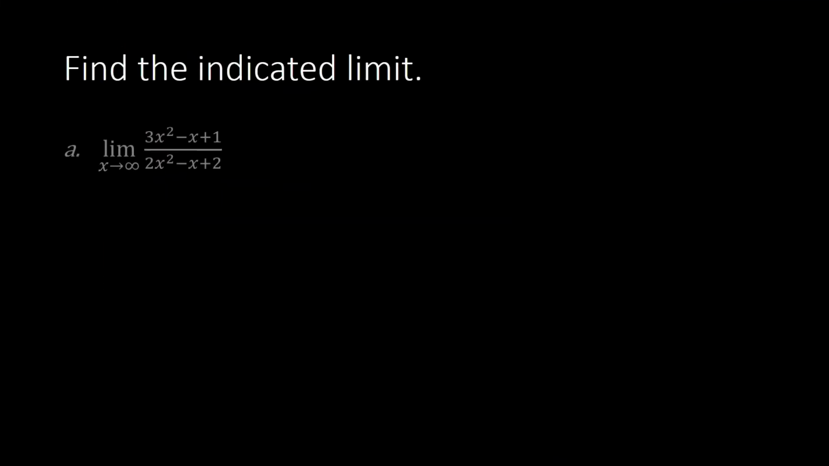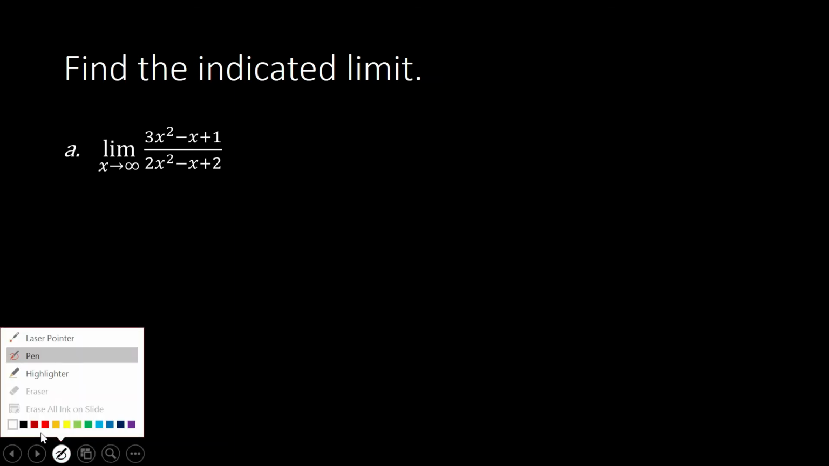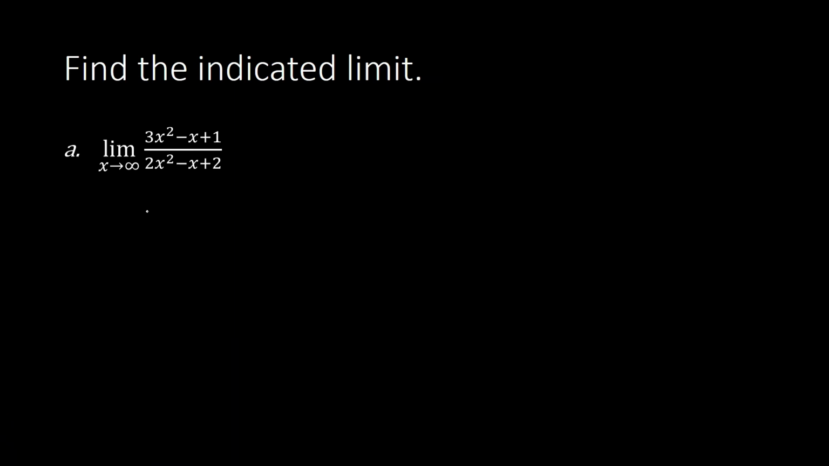Find the indicated limit: the limit of 3x squared minus x plus 1 divided by 2x squared minus x plus 1. Since we are looking for the limit as x approaches infinity, and a rational function is of the form f of x over g of x, where f of x and g of x are polynomial functions, we can apply what we apply to polynomial functions. So we will pay attention only to the limit of the leading terms.